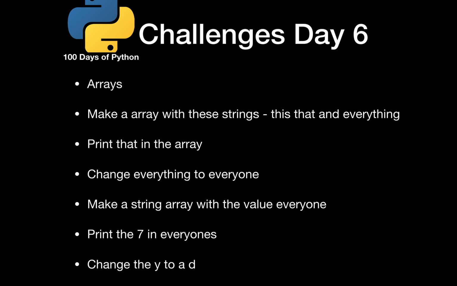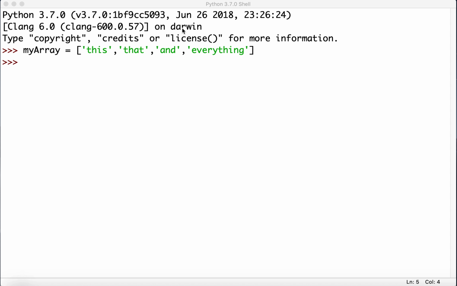Print that in the array. Okay, so have a look at the array. Now, how they're numbered and how to find the objects that are in them, you count like this: 0, 1, 2, 3. So we want that, so it's 0, 1. So we want the one object, and the easiest way to get that is using those square brackets again and put a 1 in it. Press enter, and that prints that.